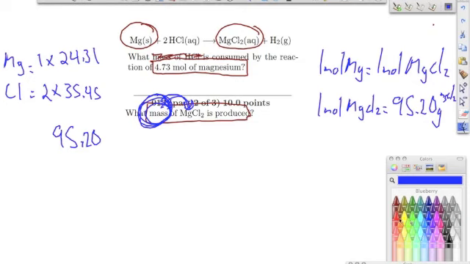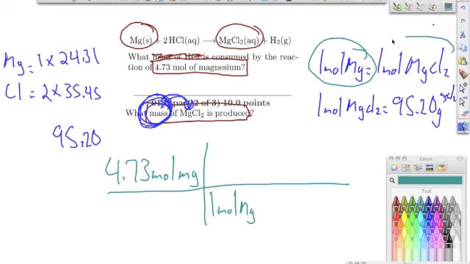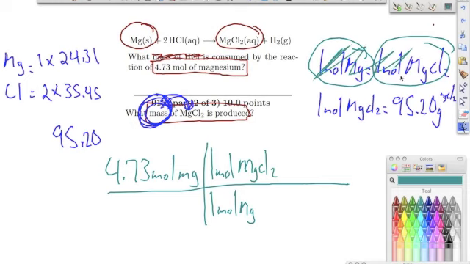And then all we do is we start with the number in the problem that it gave us. It gave us 4.73 moles of magnesium. And we just look at our conversion factors. What's the only thing that says moles of magnesium? That right there. So we put 1 mole of magnesium on the bottom, and we put the other half of the conversion factor on top: 1 mole of magnesium chloride. Remember, once we use it, it's gone.